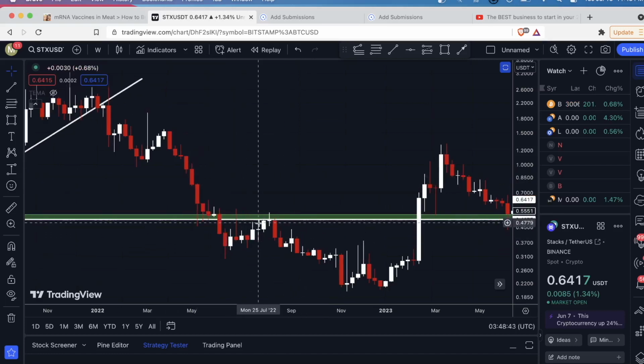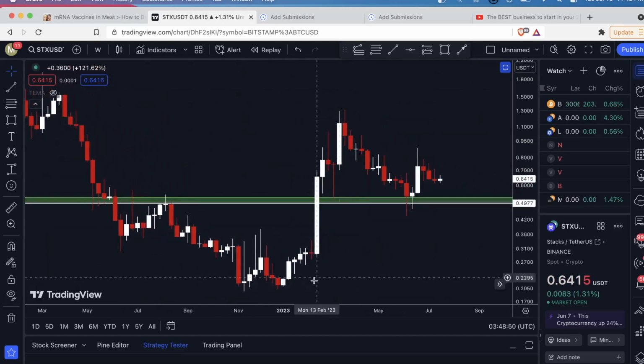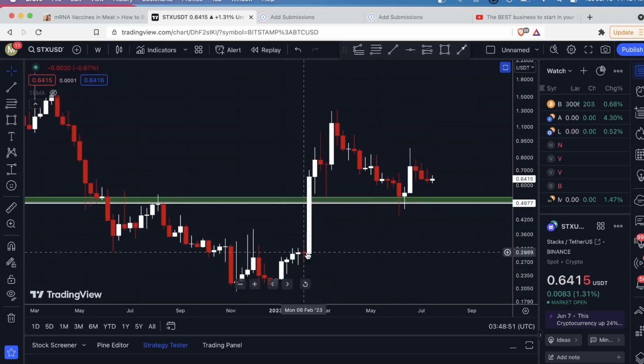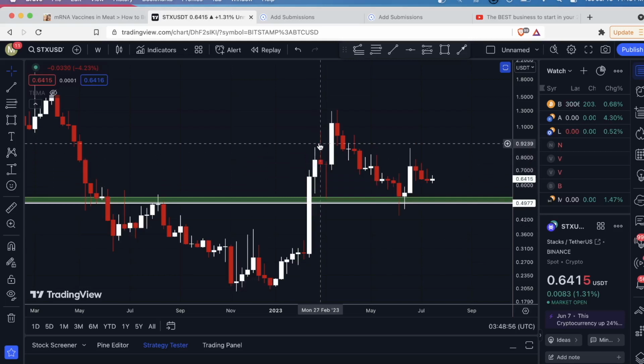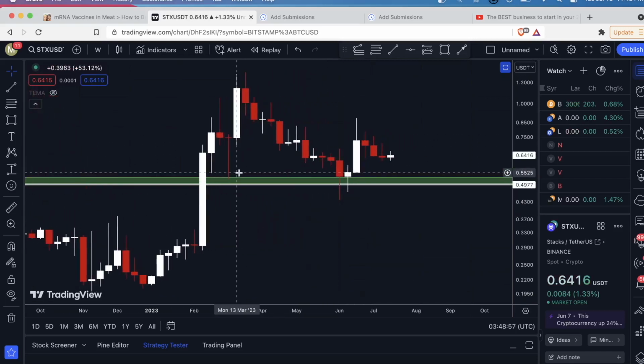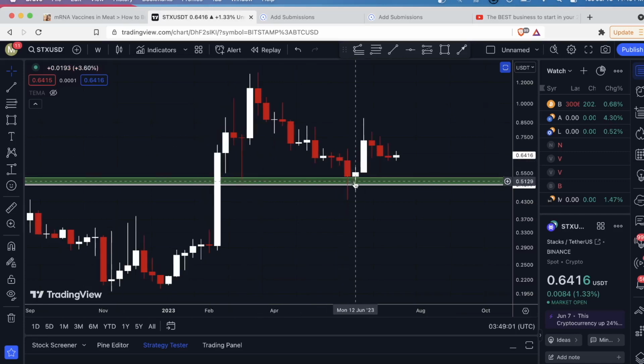So look at this again. This line, we broke it, we came back up, formed a doji, and got rejected off of it again. And now, only recently we broke out of it with this massive bullish candle. And then look where we back tested. Look at this wick. Back test it, and then again, it's holding as support.